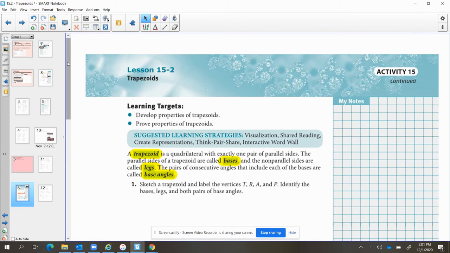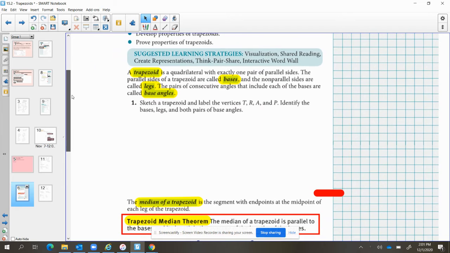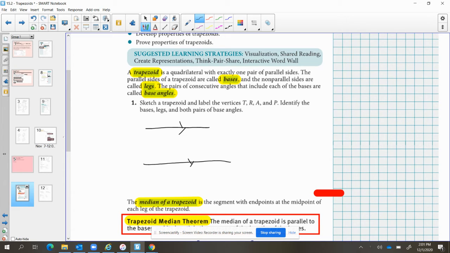On page 209, we see the vocabulary word trapezoid, and a trapezoid is a quadrilateral, so a four-sided figure with exactly one pair of parallel sides. These parallel sides are called your bases. So again, here are our parallel sides. And the non-parallel sides are called the legs. So these two would be examples of our legs, leg 1 and leg 2.